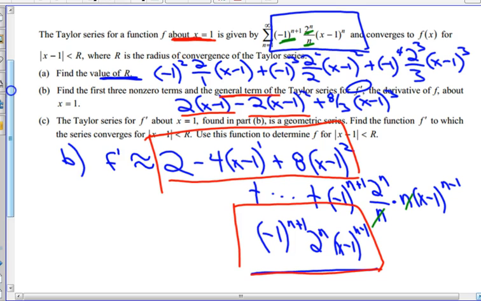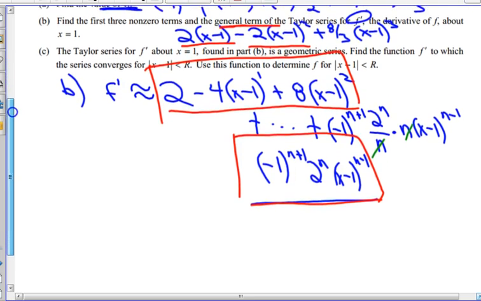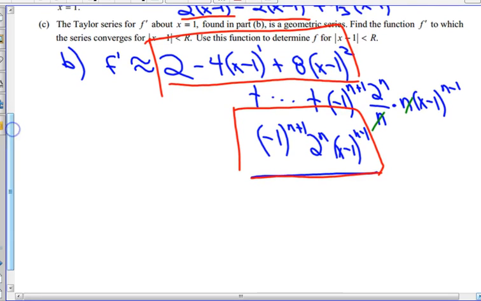All right, part C, I would like to actually keep part B up here. Part C, they tell us the Taylor series for f prime about x equals 1 that we found in part B is a geometric series. Let's look at this again. Here's a 2, -4 times x minus 1, 8 times x minus 1 squared. They're right. That is geometric.